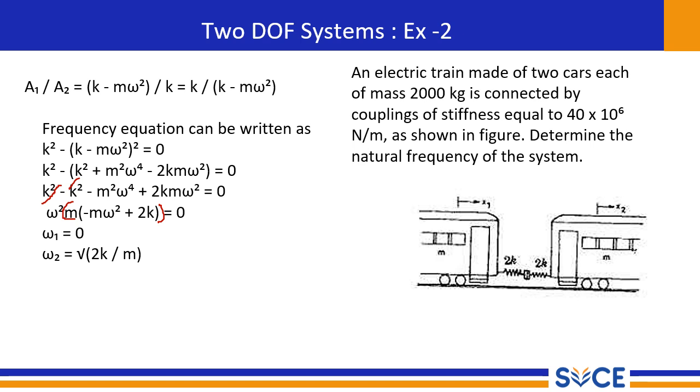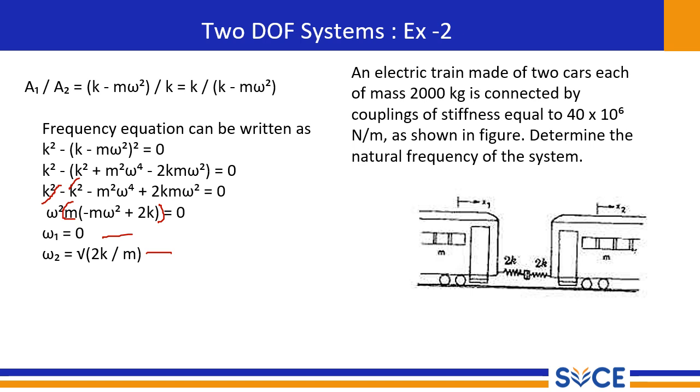So just now, we completed the calculation of the natural frequency. That is, we solved this coupled train system and got the natural frequencies for this two degree of freedom system that was given in the problem: omega 1 is 0, omega 2 equals root of 2k by m. Do you remember what kind of system it is now? It's a semi-definite system, because if any system has a natural frequency of 0, it is called a semi-definite system.